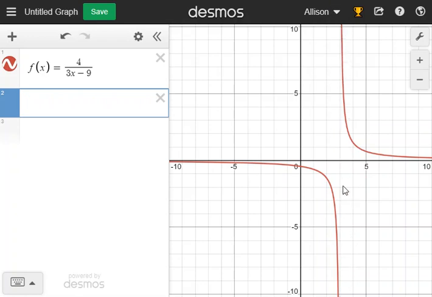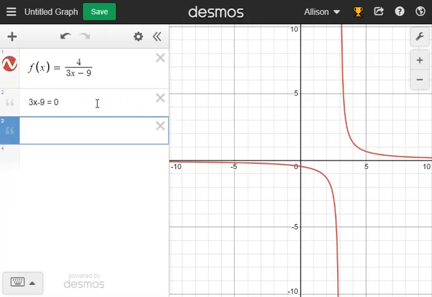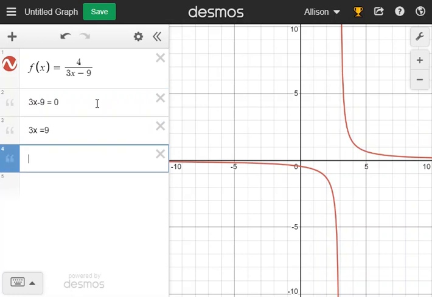We can find the vertical asymptote by taking the denominator and setting it equal to 0. So the denominator here, which is 3x minus 9, if I set that equal to 0 and solve it, my next step would be to add the 9 to both sides. So 3x equals 9. And then I could divide both sides by 3. So 9 divided by 3 is 3.